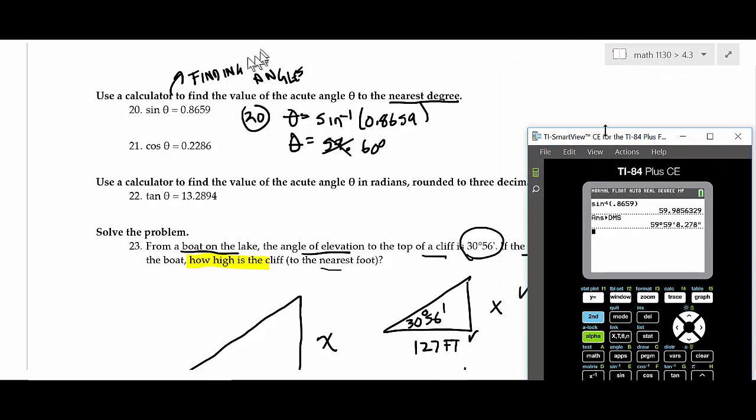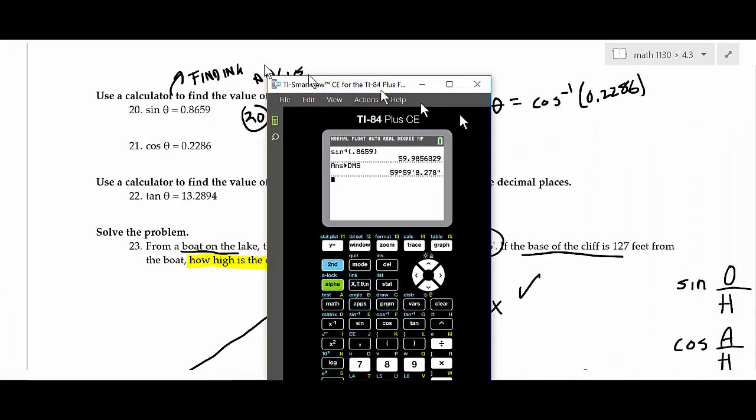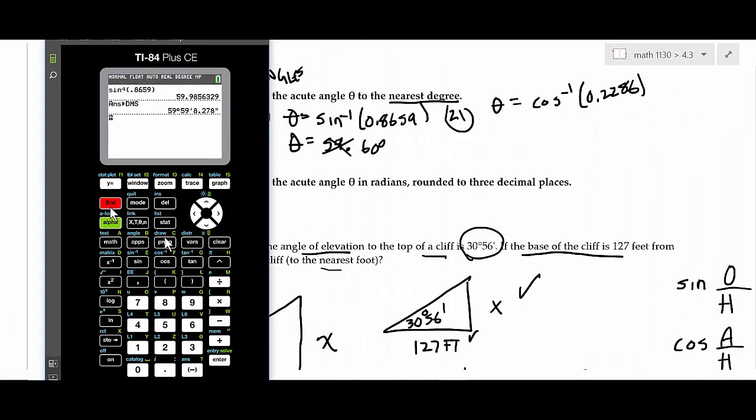All right, the next one, what you would do is on 21, you would just do theta is inverse cosine, and then put in the 0.2286, and then we'll just round that off, okay? All right, so inverse cosine 0.2286 is going to give me about 76.78. So that would round up to the nearest degree to about 77 degrees. Okay, so that's how you do that.